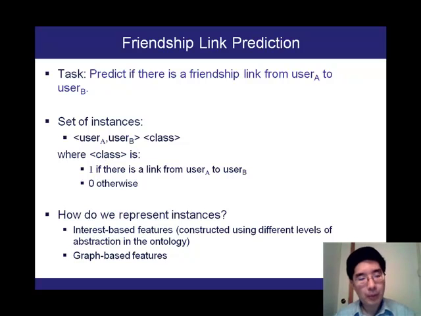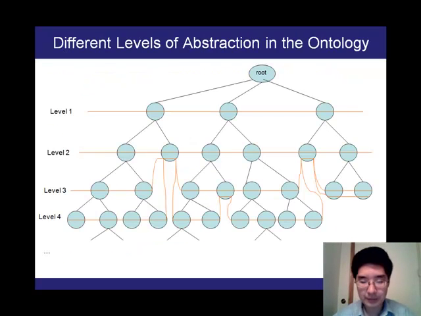What we'd like to do to represent these instances is generate interest-based features constructed using different levels of abstraction in our ontology, and graph-based features which consist of the results of analysis. For example, the shortest alternate distance between A and B, and the reciprocal distance from B to A. So the different levels of abstraction in our ontology start with a root level class and can be refined by drilling down in the organized set of keywords that we've been able to glean from our sources. And this is how the ontology is actually constructed.